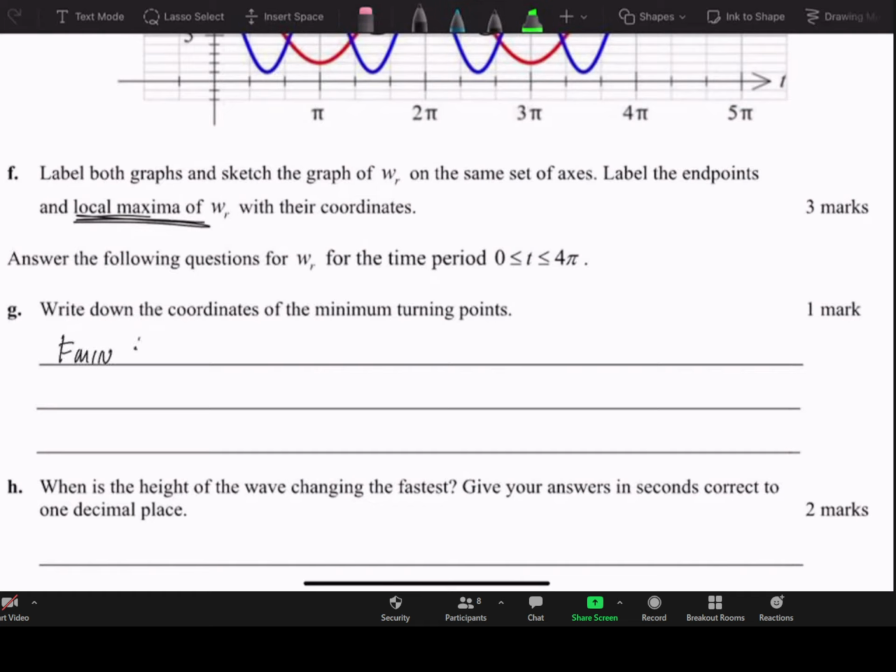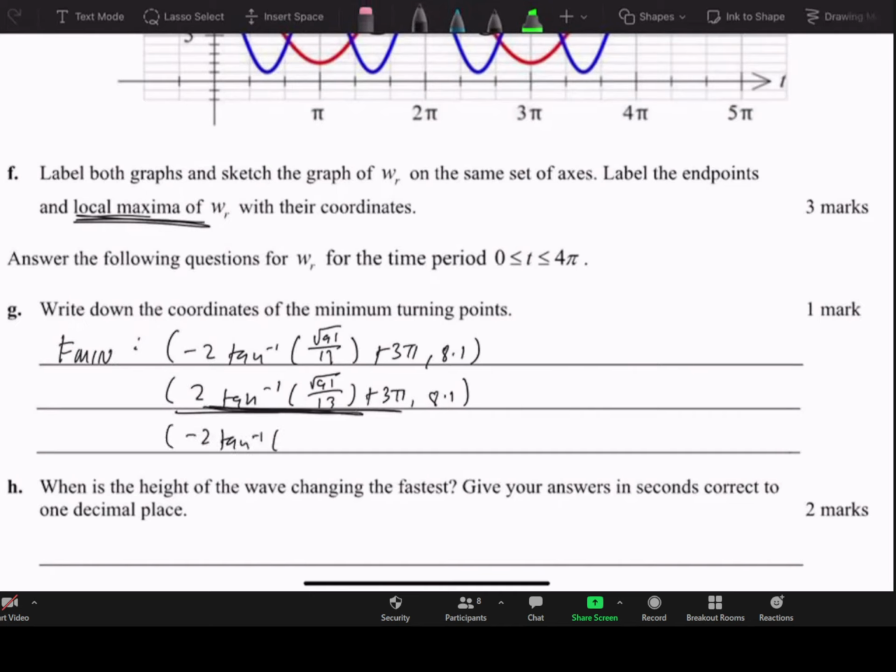There's 4 of them. So I got -210 inverse square root 9113 plus 3 pi, 8.1. The 8.1 is the same for all of them. The answer sheet has it in terms of sine, but if you put this value and the x value that they give in terms of sine, it turns out to be the same decimal. So even if you wrote it in terms of 10, you still have the right answer.